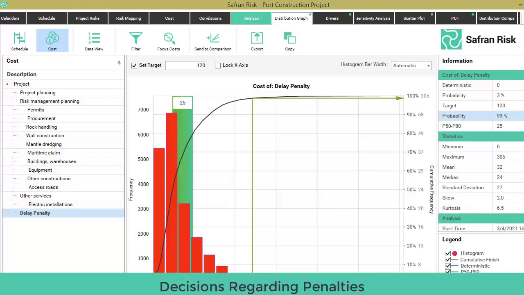And so I have a question. That is how Safran Risk can help us make smarter profit-related decisions at bid stage and without needing to wait for a detailed schedule.